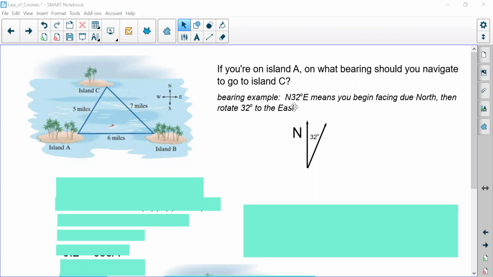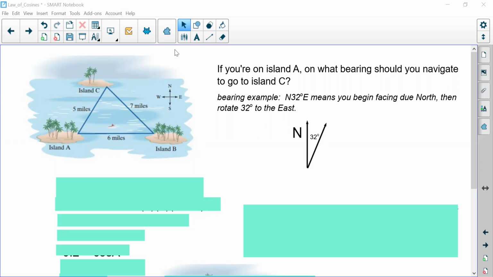And quick example with bearing, this is how we're gonna want the answer. N32E means you begin facing north, and then you rotate in an eastward direction 32 degrees. So heading off in this direction would be N32E. So starting off in island A, if we face due north, we need to figure out how many degrees we need to rotate in this direction, which is to the east, to get to island C. So we're looking for this angle, which is outside of the triangle.